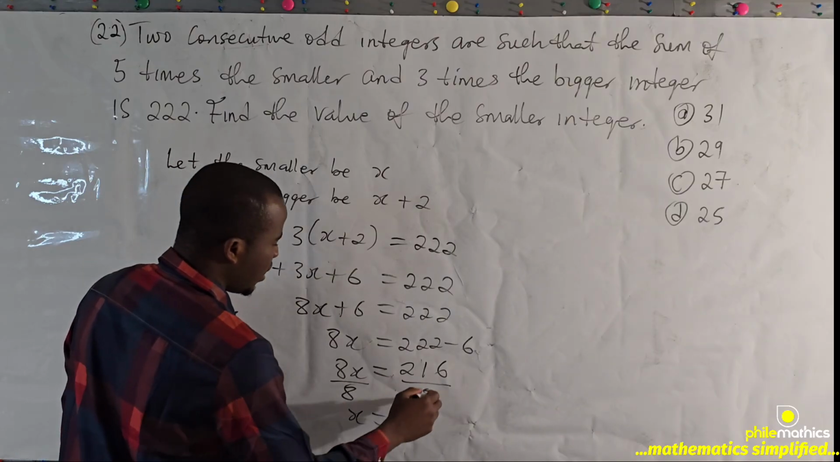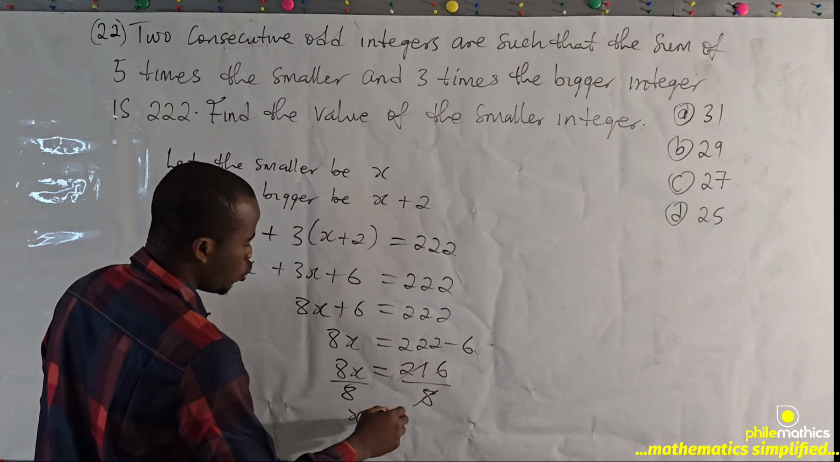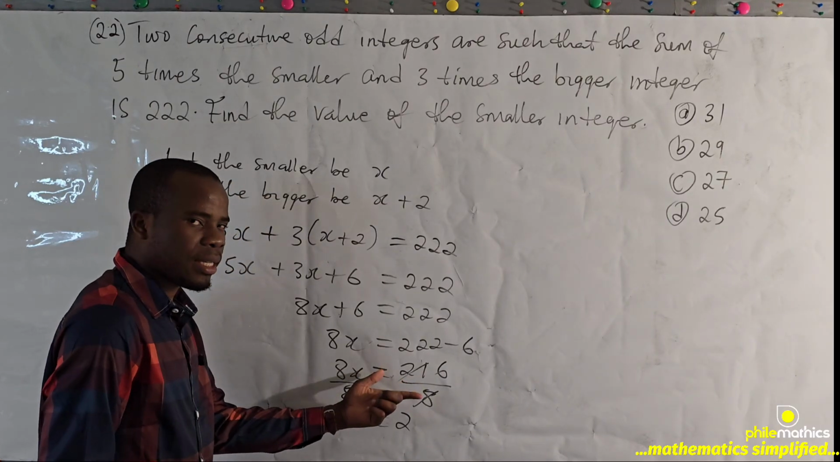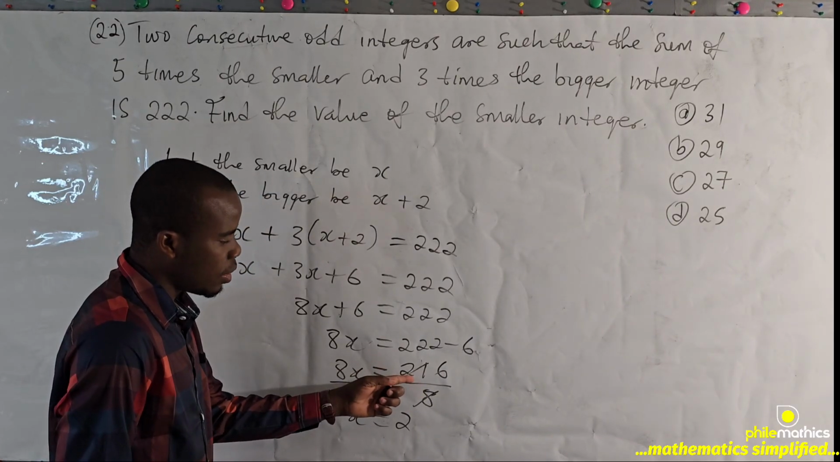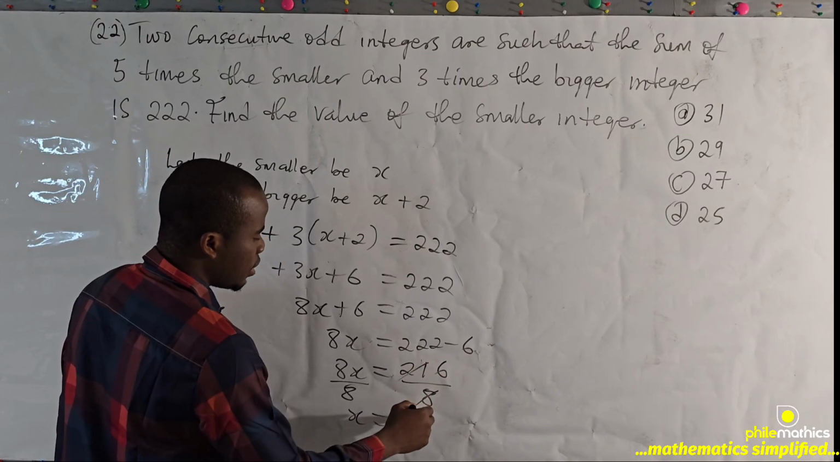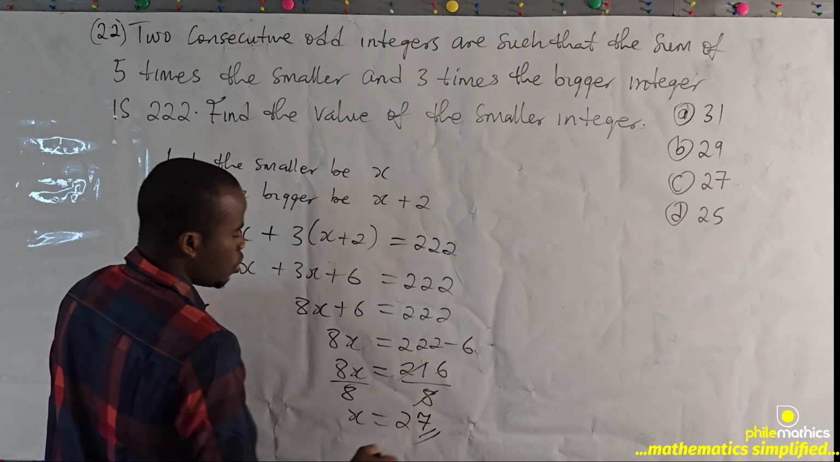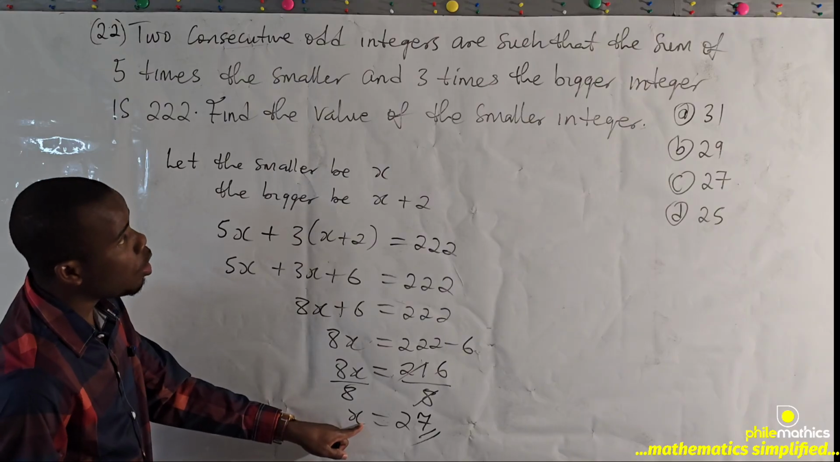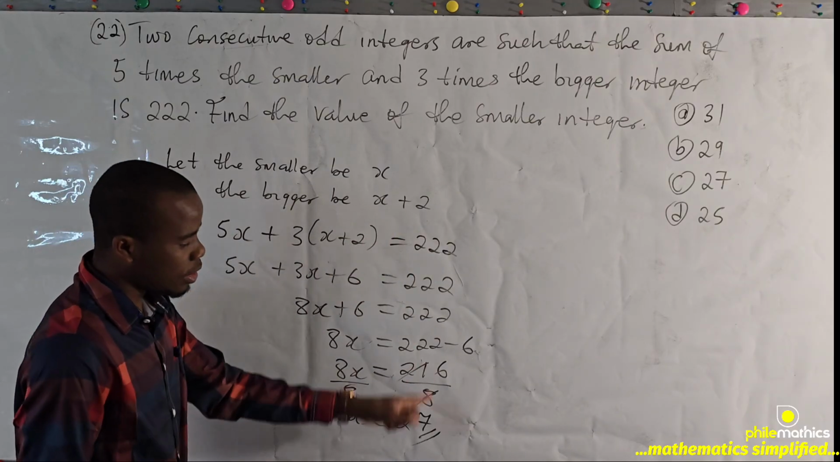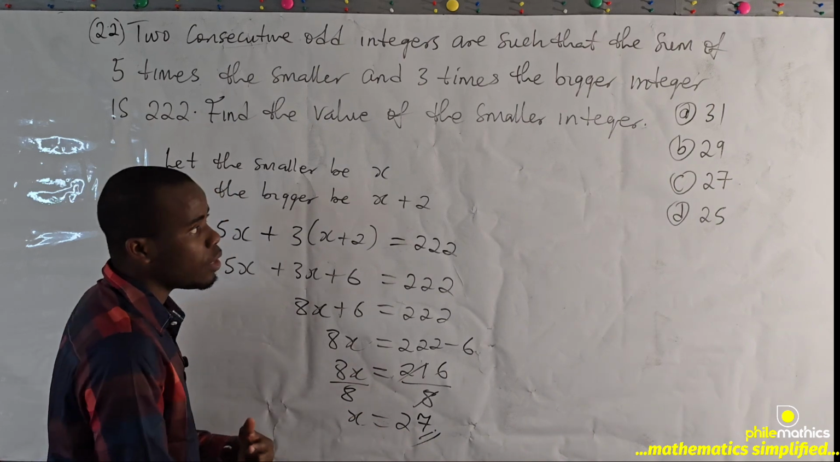x will be 8 into 21 is 2. Remainder 5, 8 into 56 is 7. So the smaller odd integer is 27. And then, of course, you know that the next one is 29. That shows they are consecutive.